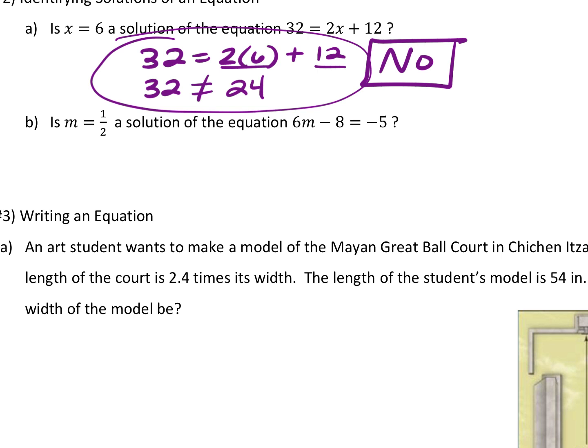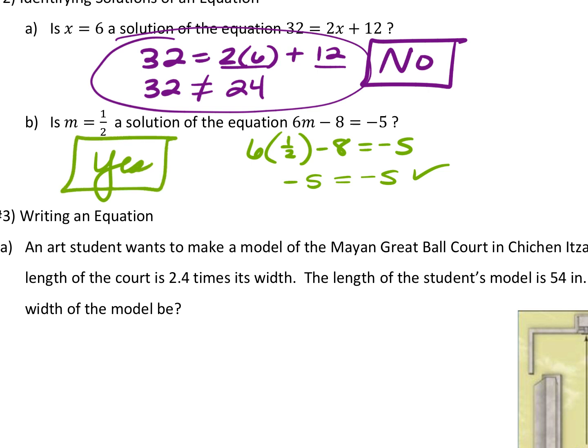Okay, tell me what this worked out to for you. What equals what in the end? Negative 5 equals negative 5. So you plug the 1/2 in. 6 times 1/2 minus 8 equals negative 5. Half of 6 is 3. 3 minus 8 is negative 5. So negative 5 equals negative 5. That is true. So is it a solution? Yes, it is a solution.